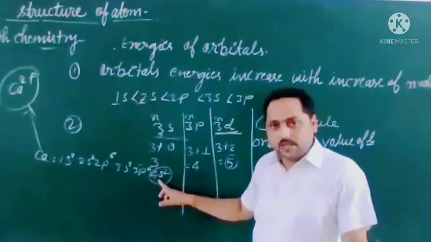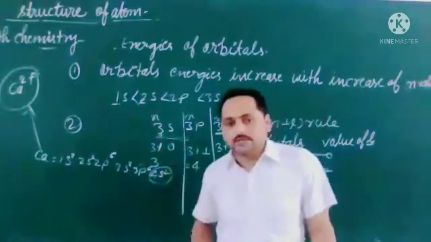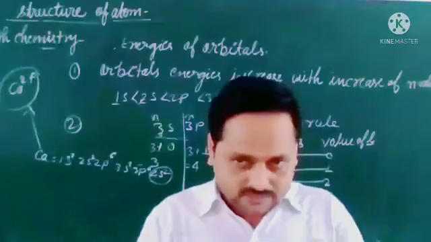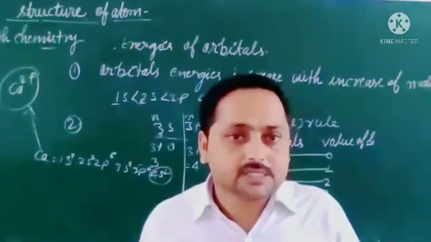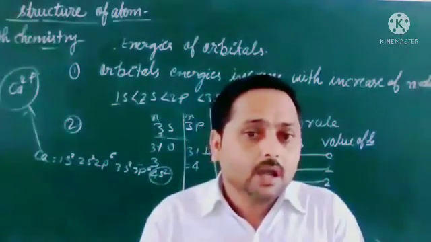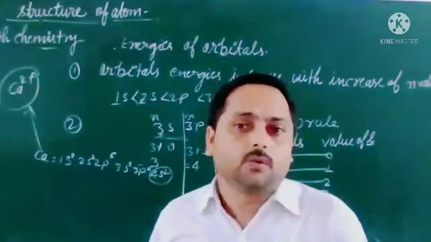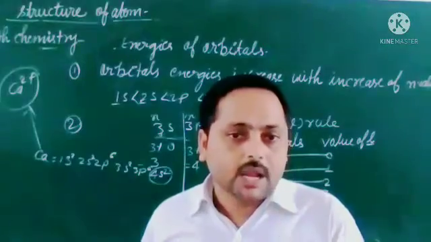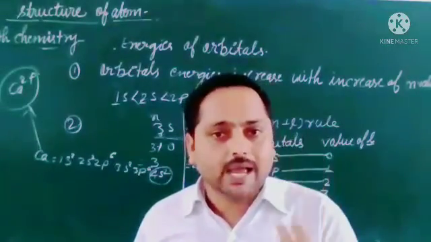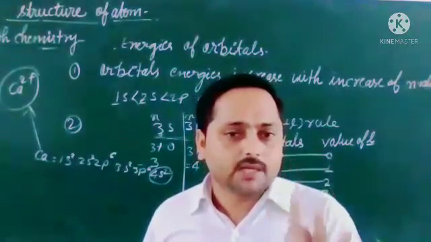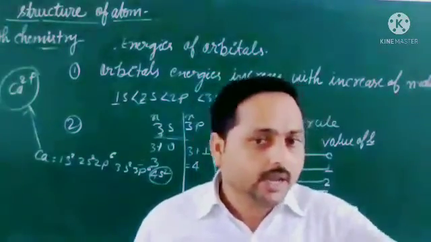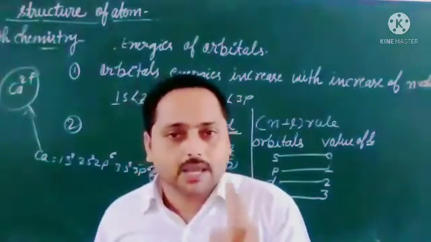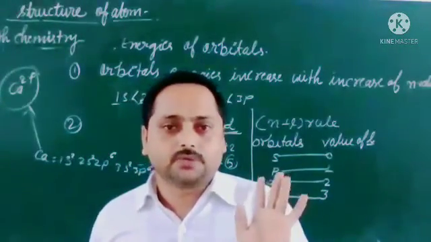Clear this? And next, second point: what if the same shell has many orbitals? In that case, we will follow the n plus l rule. So what is the n plus l rule? The n plus l rule says that the orbital which has a higher value of n plus l has higher energy in comparison to other orbitals that have lower n plus l values.